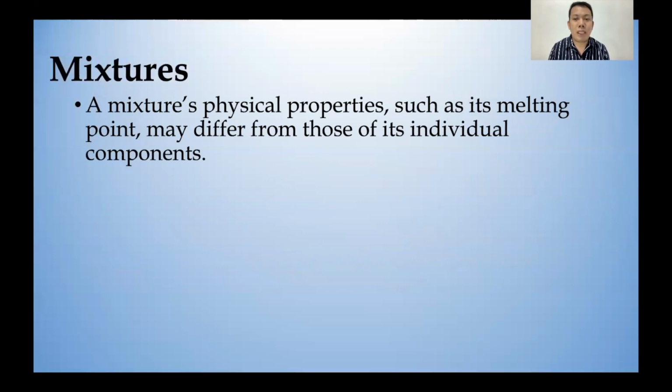A mixture's physical properties, such as its boiling point, may differ from those of its individual components. For example, when you mix water and alcohol, alcohol has a lower boiling point than water. Meaning, even though the mixture is not yet boiling, and let's say there is more water than alcohol, it doesn't mean that the alcohol is not evaporating. In a certain substance, when it is hot already, especially if it is boiling, it will continuously evaporate, because the molecules become active.